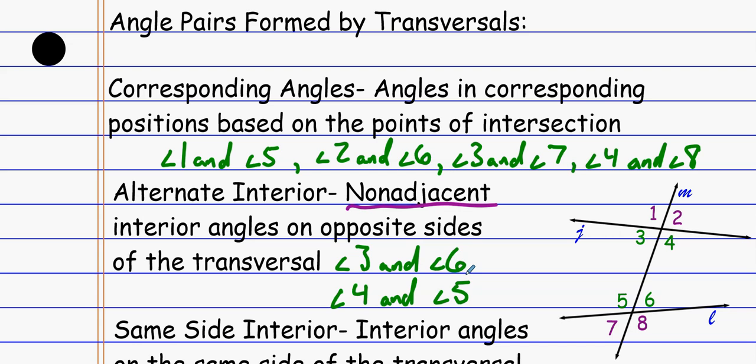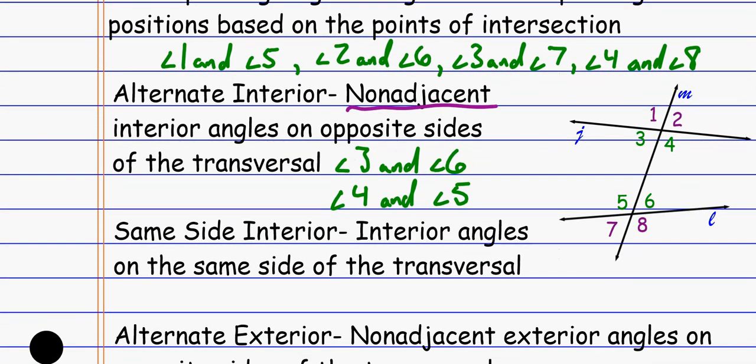And so when we're looking at this, I'm trying to compare the group with 1 through 4 to the group with 5 through 8, all right? So all of these are going to correspond to the other group. So corresponding angles are in the same spot. Alternate interior angles, non-adjacent, they're interior angles on opposite sides of the transversal.